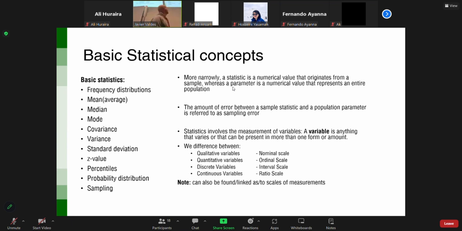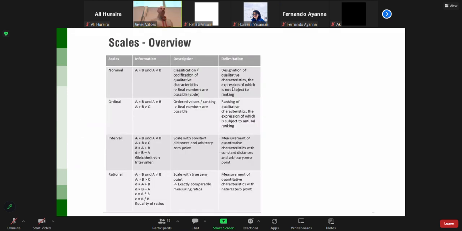So for example, if you have a nominal scale, you cannot calculate the standard deviation, right? So you have to be aware of the kind of data that you have so that you can apply the specific kind of models. About the scales, when you have nominal data, we can say, for example, country of origin. Country of origin is A, country of origin is B, A is not equal to B, or A is equal to B. So it is classification of data, or classification of qualitative characteristics.